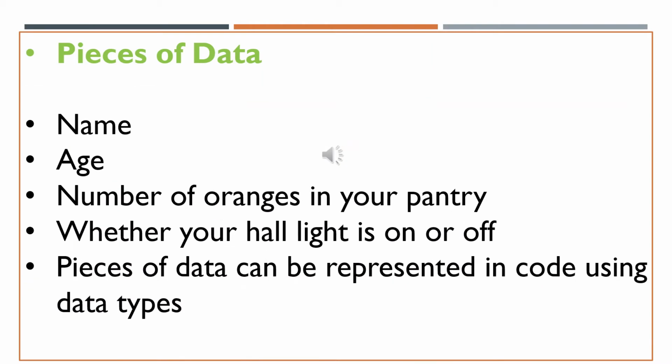In computer science, data is information that is stored or processed by a computer. While that may seem fairly abstract, there are many data points we use in everyday life: your name, your age, the number of oranges in your house, whether the light is on or off. These can be considered pieces of data, and we represent pieces of data in code using data types.